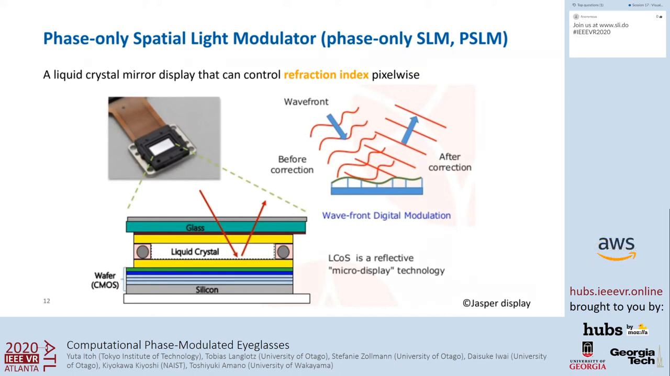So this is a liquid crystal mirror display. It's tiny, like a display panel, but it doesn't work like an ordinary display to show an image. It works by controlling the refraction index of each pixel. If you apply different voltage, each pixel changes its state of reflection. So the light coming into this display panel gets some phase delay, or is basically reflected by the display panel.